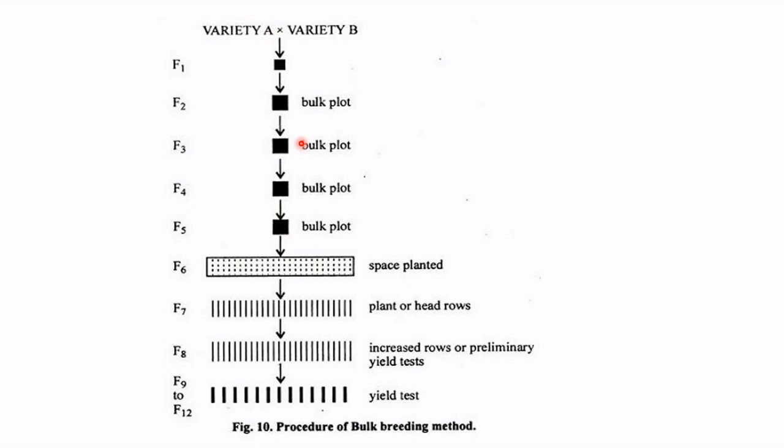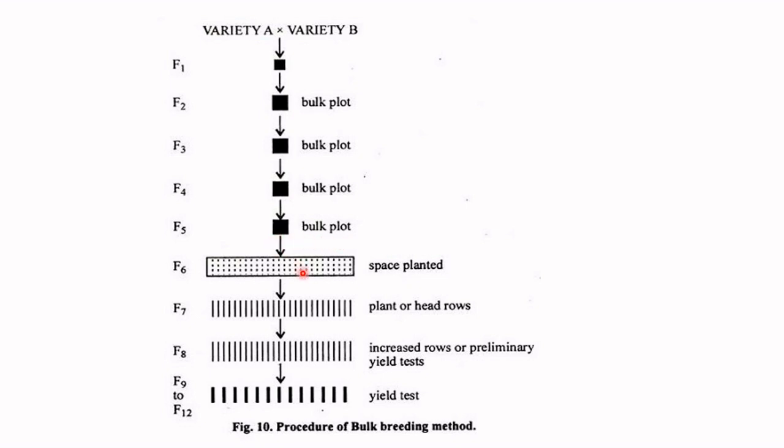Because if we apply any artificial selection in the F2 generation or F3 selection, there may be chances of loss of those genotypes which may not show significant desirable characters in F2, but may show them in later generations. Some of these may be recessive gene characters which are in heterozygous conditions. And so bulking is done up to F5 generations.